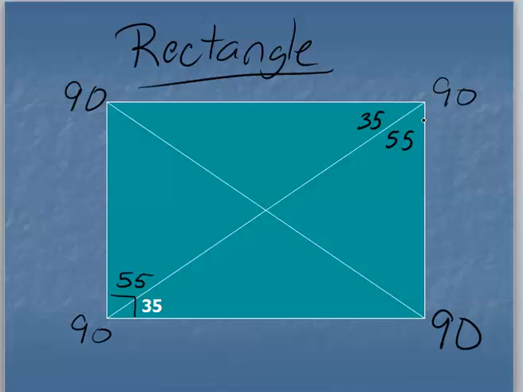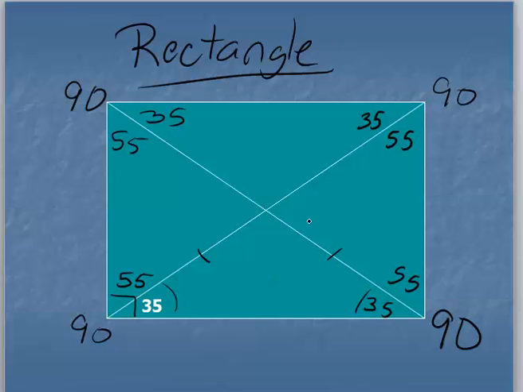Now I'm also going to use the diagonals form isosceles triangles, because if I have two congruent sides, remember I have those base angles congruent. So the 35 will repeat. But all four of these triangles are isosceles. So up at the top, the 35 will repeat. On the left, the 55 repeats. And on the right, at the bottom, the 55 repeats. And if you check, all of those angles add up to 90.